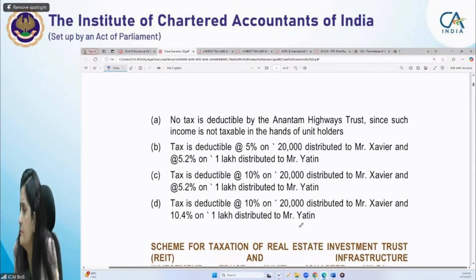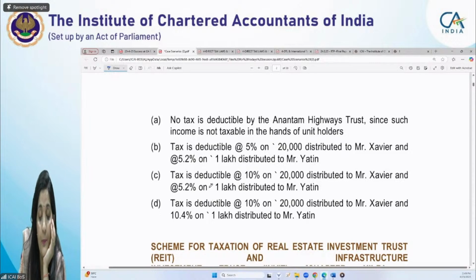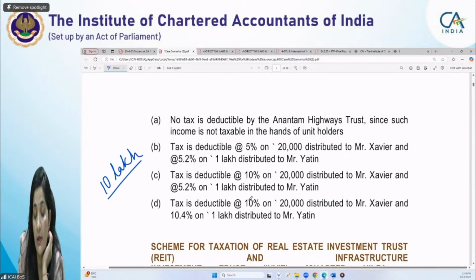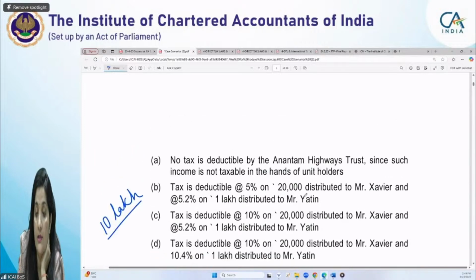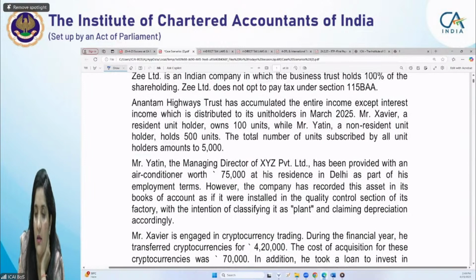Prashant, Poonam, why are you silent? Divya, what will be the answer in this case? REITs is distributing how much? 10 lakh. It is distributing 10 lakh. How many units do the resident holders have? It's 100. 100 units are with Mr. Xavier, I think. Yes, 100 units with Xavier and 500 units with the non-resident Yatin.